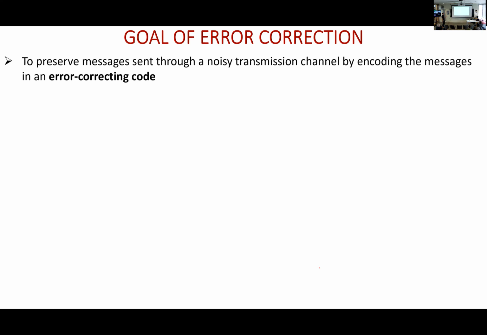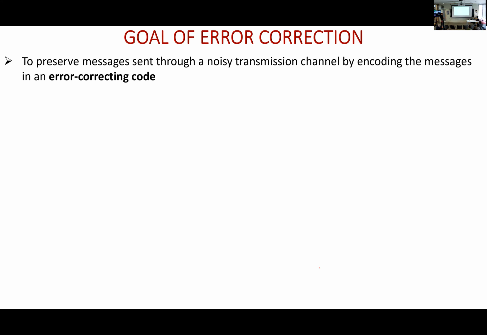Okay, so now that was state tomography. We were trying to figure out what is in our system, and now we want to protect information stored in our system. Let's go to error correction. The goal of error correction is to preserve messages sent through a noisy transmission channel by encoding the messages redundantly in what's called an error correcting encoding or an error correcting code.